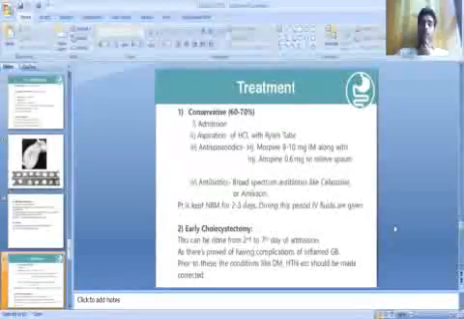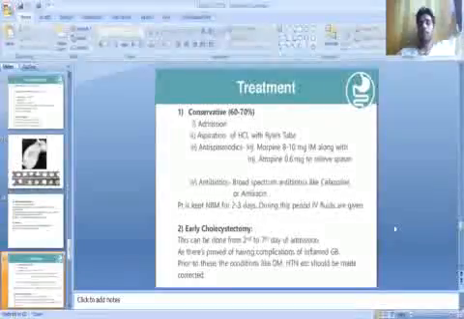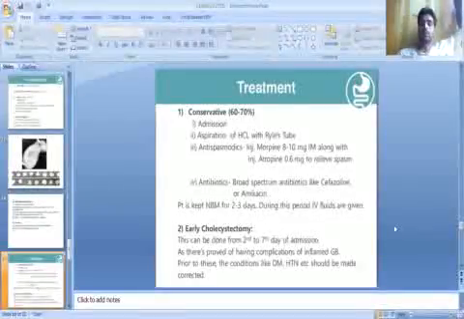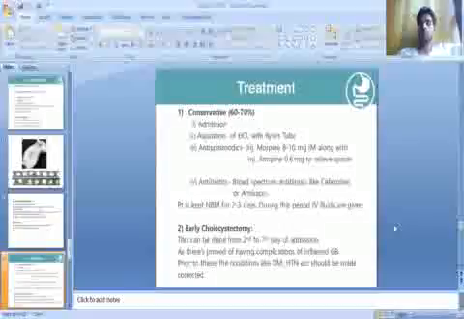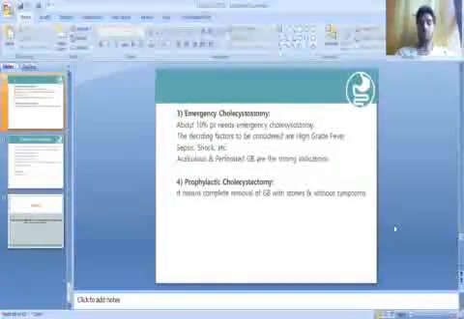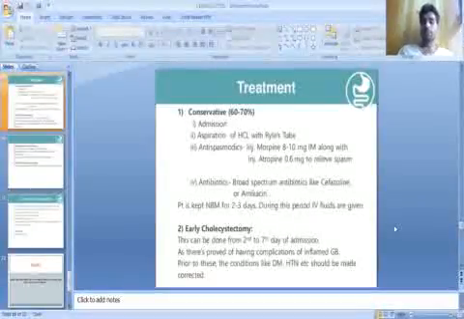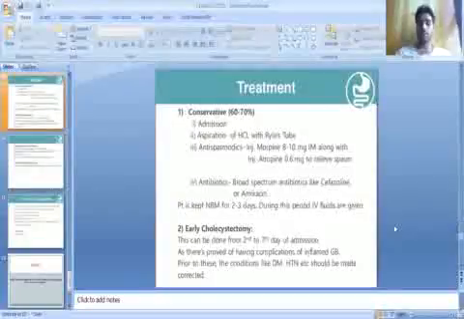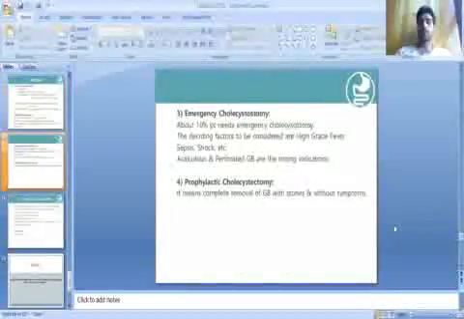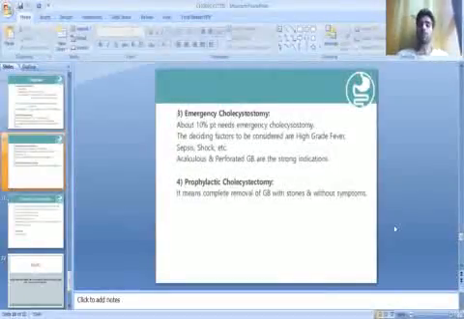Early cholecystectomy can be done from the second to the seventh day of admission, as there is a proven risk of complications of an inflamed gallbladder. Prior to this, conditions like DM and others should be corrected. Emergency cholecystectomy: about 10% of patients need emergency cholecystectomy.